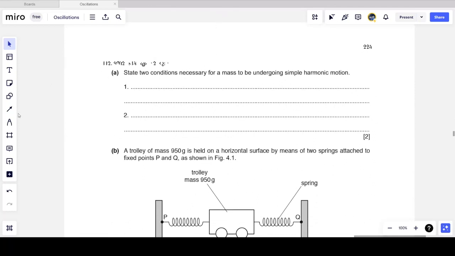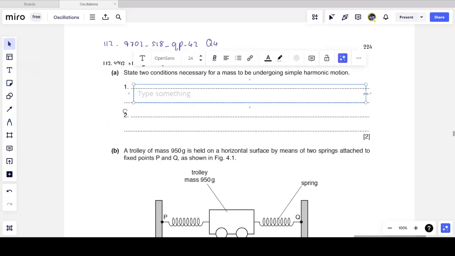The next question is question number 112. And this comes from the summer 2018 exam. This is question paper 4, variant 2, and this is question number 4 from that exam paper. We are told to state 2 conditions necessary for a mass to be undergoing simple harmonic motion.